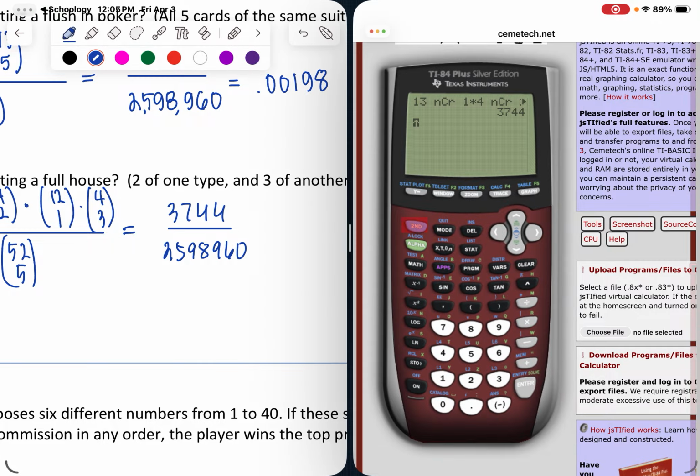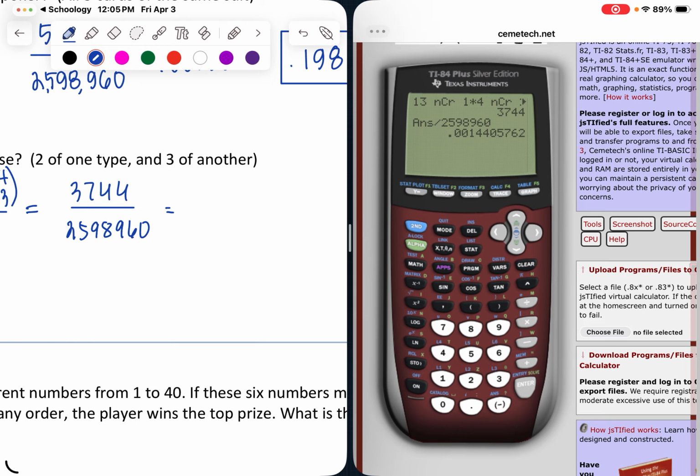So I'm going to do second answer divided by 2,598,960. Enter. And we have 0.00144. Turning that into a percentage, move the decimal over 2 places, we have 0.144%. So you could also see that full houses are harder to get than flushes are. All right.